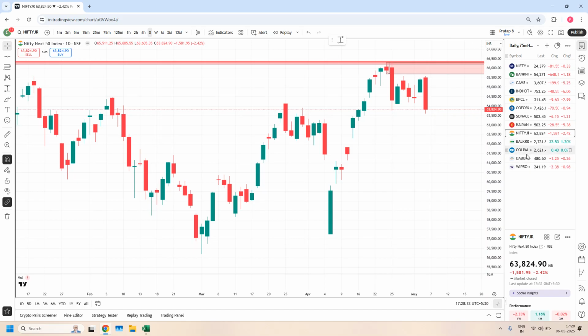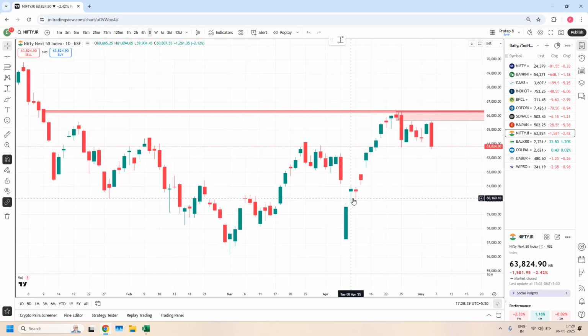Next one, remaining all we discussed, right? Balakrishna Industries, Kolpal, Dabur, Wipro. So we have completed everything. So this is about today's analysis. A lot of learning there, especially for the new members.